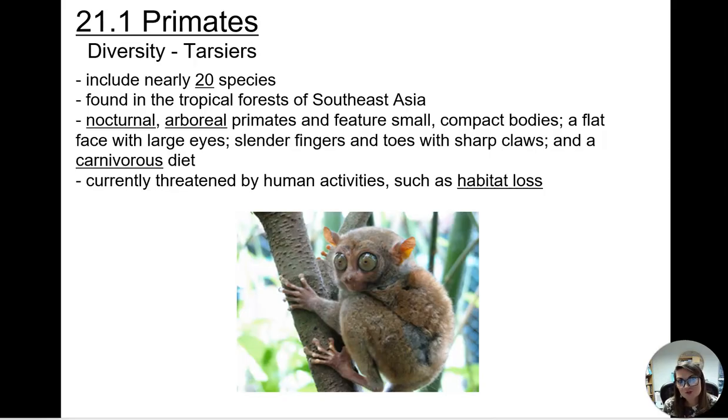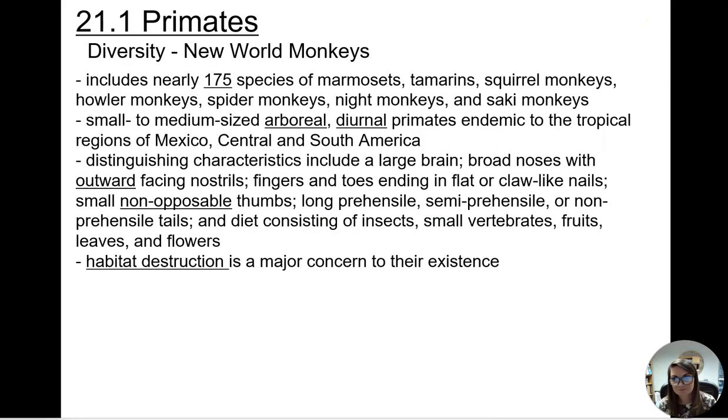Of course, they live in the trees, so they're arboreal, and they're going to be very small with compact bodies. They're going to have a flat face with those large eyes that you see, slender fingers and toes with sharp claws, and they have a carnivorous diet, which means that they eat meat. Currently, these are going to be threatened by human activities such as habitat loss.